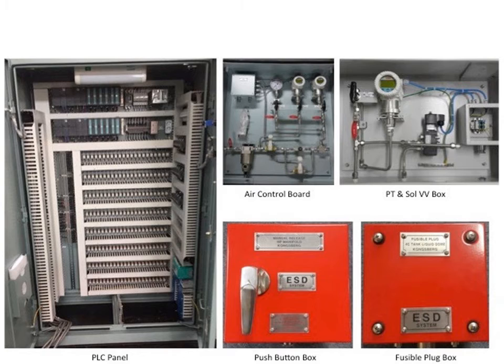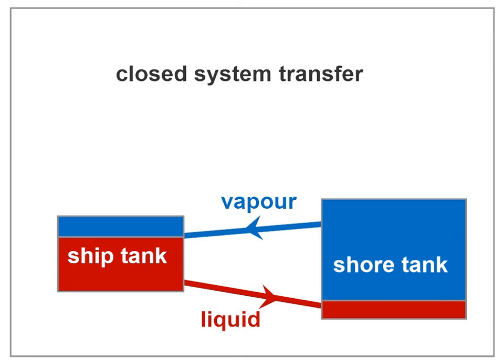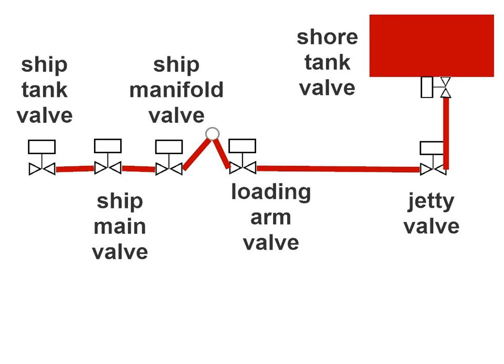The transfer plan contains details of how the ship and shore communication and emergency shutdown systems will be connected. The transfer plan has details about whether it will be a closed transfer, with a vapor line connected, or a vented transfer. The transfer plan will give the details of every valve and whether it is required to be open or shut for the transfer of every grade.